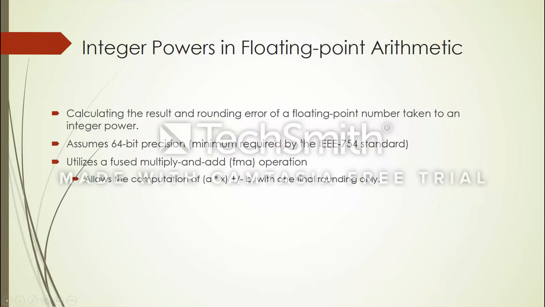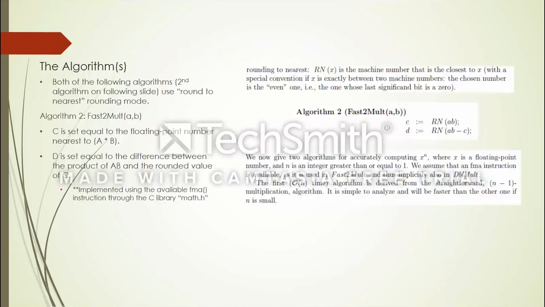For our project, we are calculating the result and rounding error of a floating point number taken to an integer power. Assuming a 64-bit precision, we are utilizing a fused multiply and add operation, allowing the computation of a times b plus or minus c with one final rounding only. Both of the following algorithms use round to nearest rounding mode.